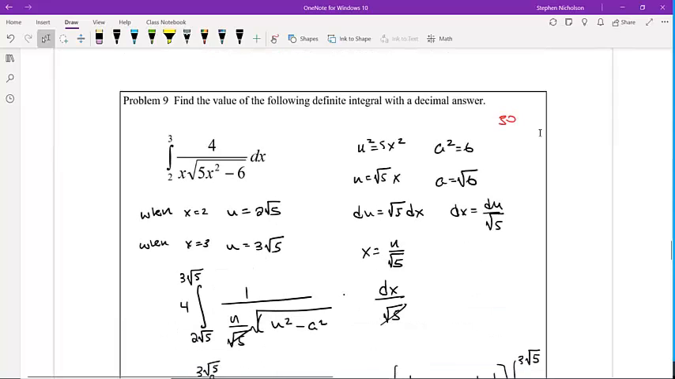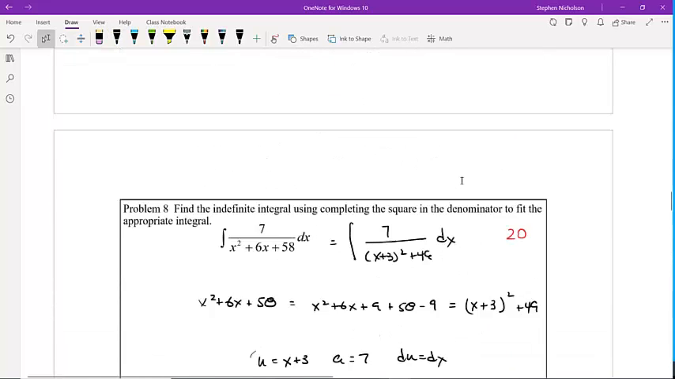Okay, the next one. So not many people got this completely right. So I'll go through this a little slower. This was worth 30 points. Yeah, some of these others were worth 10, I think. This one was worth 10.